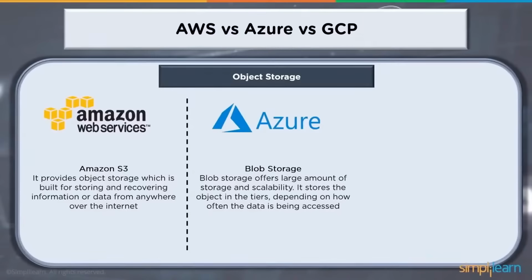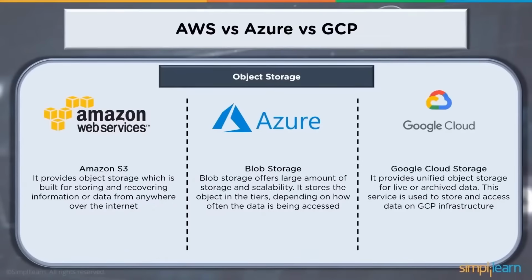Now same thing applies to even S3, which is from Amazon. So S3 also has different kind of storage classes which can be selected when a user or an organization intends to use a storage service. And when I speak about storage classes, it basically means having a frequent access storage or an infrequent access storage, or what we call as just an archival solution. Google Cloud has cloud storage and it provides unified object storage for live or archived data. This service is used to store and access data on GCP infrastructure.